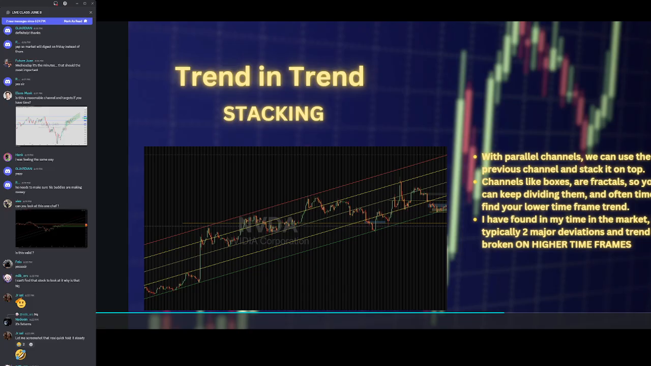Now, I kind of went over this, but I'll go over it really quickly again. Within parallel channels, we can use the previous channel and stack it on top of the other one. Channels are like boxes or fractals, so you can keep dividing them, and oftentimes you'll find your lower time frame downtrend. And as you can see in this example, there's a multitude of different trends.